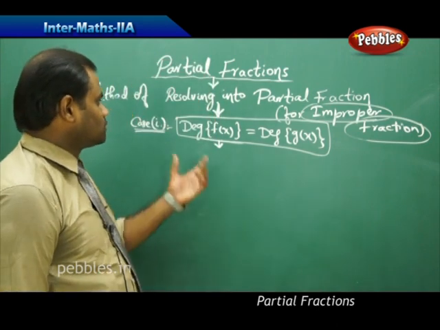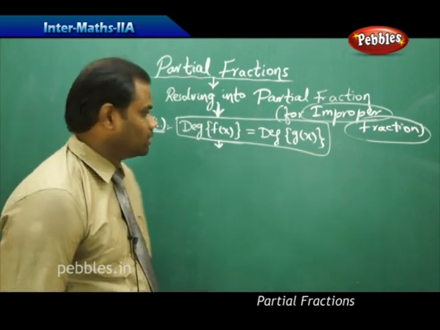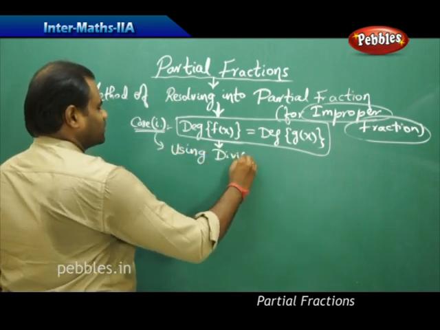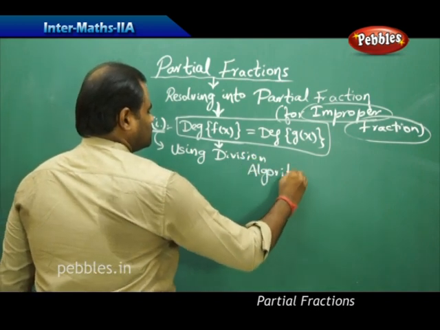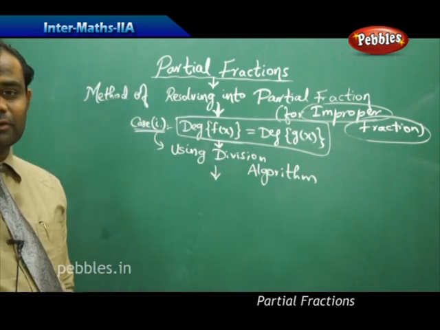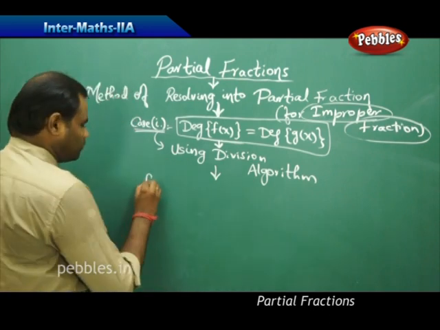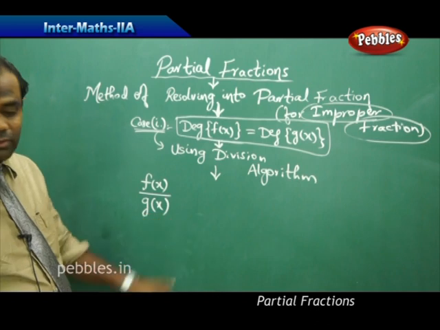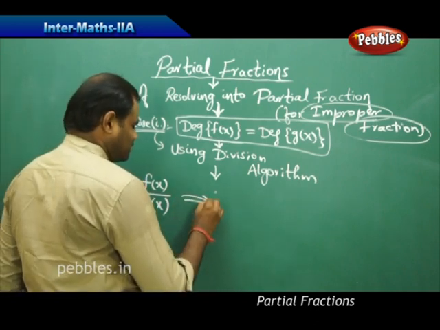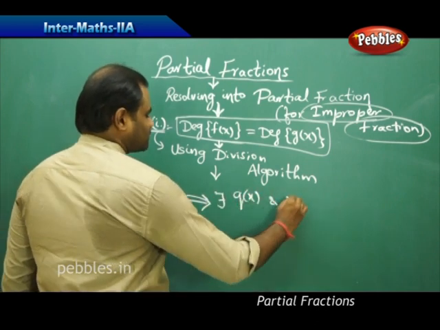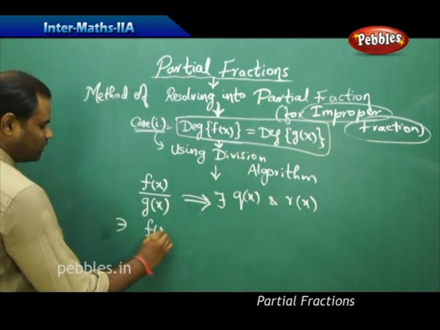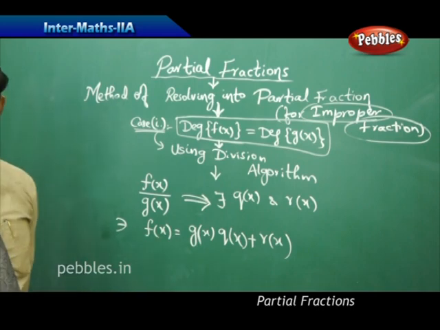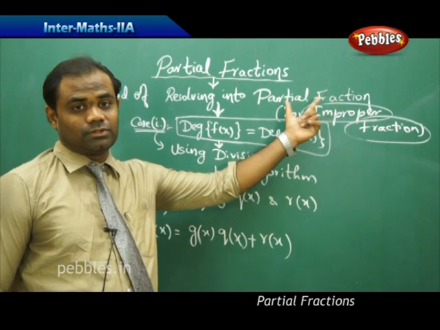Now the concept of resolving into partial fractions for an improper fraction is based on using the division algorithm. So this is very important, that this is solved using the division algorithm. Now, what is the division algorithm? Division algorithm, as we have discussed in the previous session, states that if a polynomial f of x is divided by another polynomial g of x, assuming g of x is not equal to 0, then there exist q of x and r of x such that f of x is g of x times q of x plus r of x. So this is what we're going to use in resolving the given improper fractions into the partial fraction form.